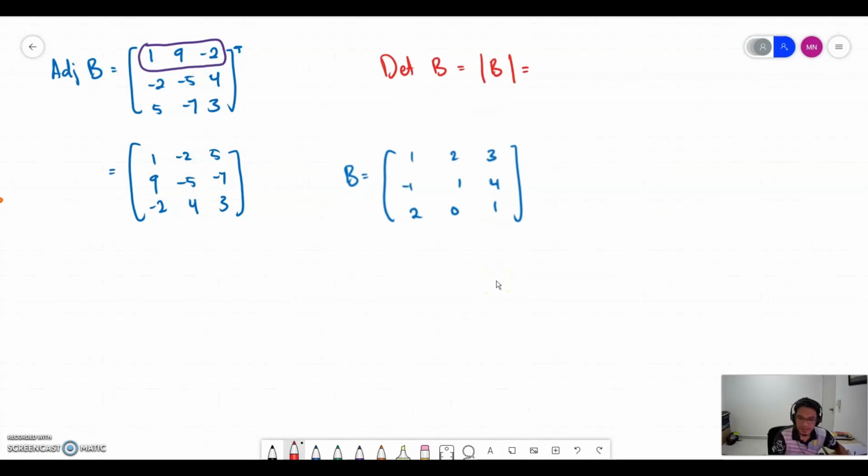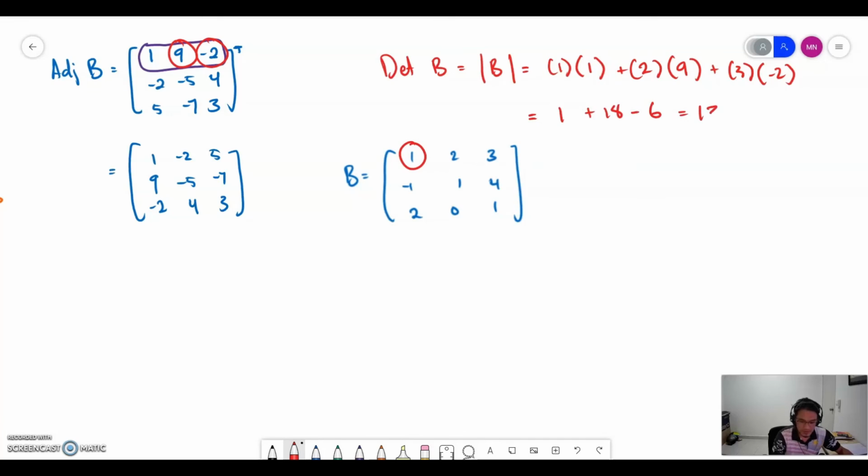So then the determinant is just, we take 1, multiply with the cofactor 1, then plus 2, multiply with 9, the cofactor, plus 3, multiply with negative 2 from the cofactor. Now we have found the value of the determinant of B, which is 1 plus 18 minus 6 equal to 13. So this is the determinant.